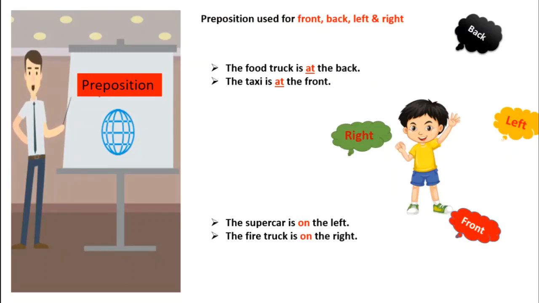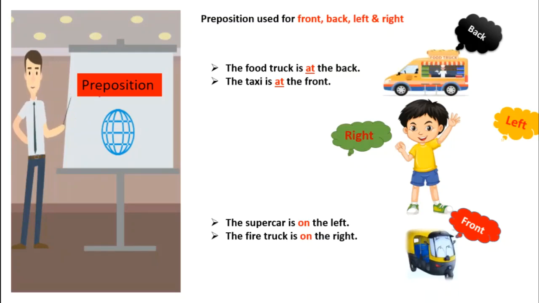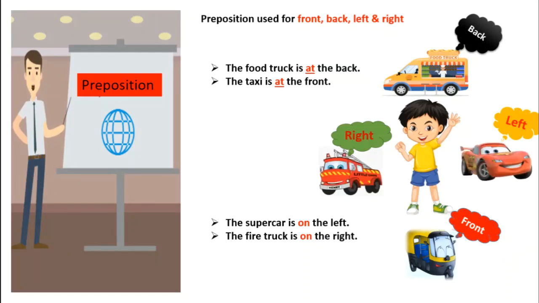Prepositions used for front, back, left and right. For front and back, we use preposition at, like the food truck is at the back and the taxi is at the front. For left and right, we use preposition on, like the supercar is on the left and the fire truck is on the right.